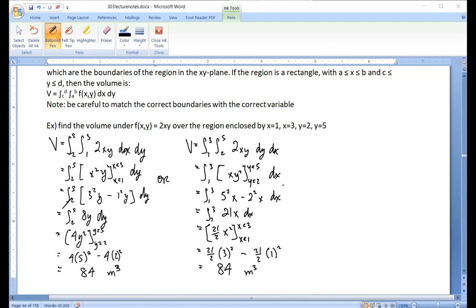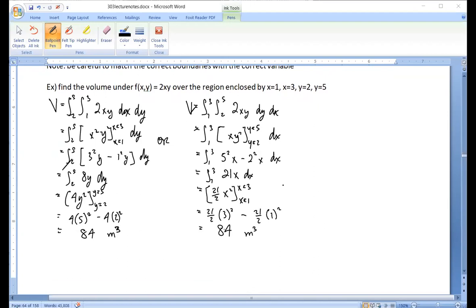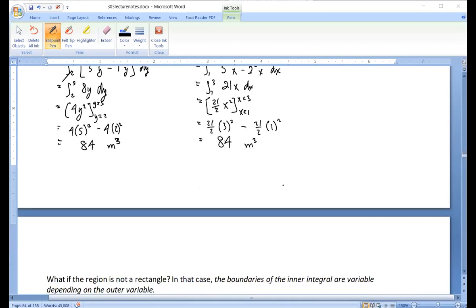Now, next. So now we enter a new situation. What if the region is not a rectangle? If the region is not a rectangle, notice that the boundaries are not constants. And in particular, the boundaries of the inner integral must be variable depending on the outer variable. So let's do an example to show why this is true and what's going on.